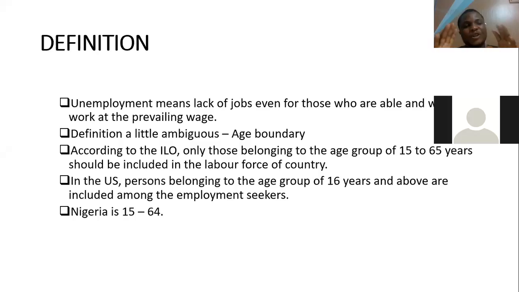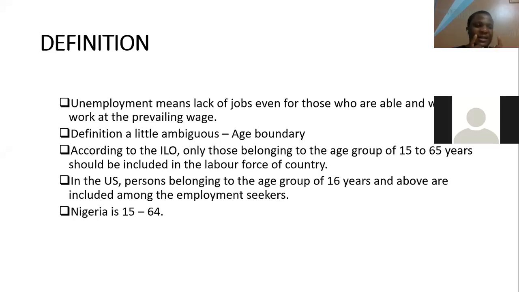So each country has its own definition of who is able. But for Nigeria, Nigeria follows the age boundary of 15 to 64 years. So if you are below 15 years, you are not qualified. You are not able by the law. And if you are above 64 years, you are also not able and not qualified.